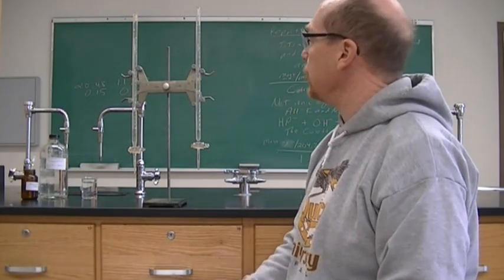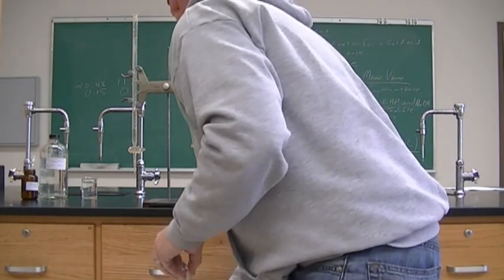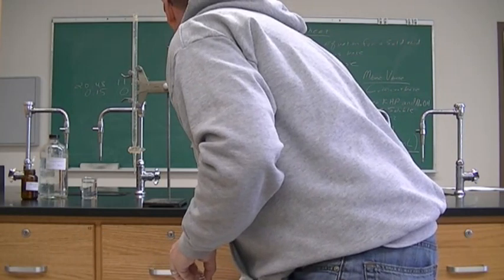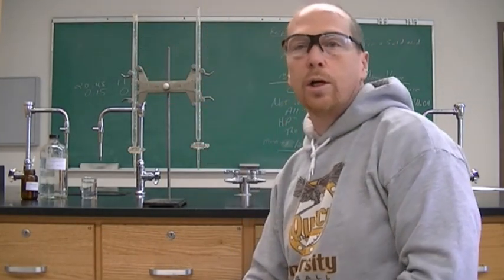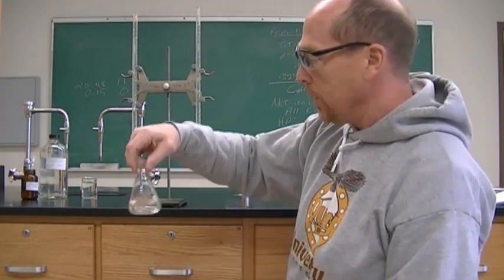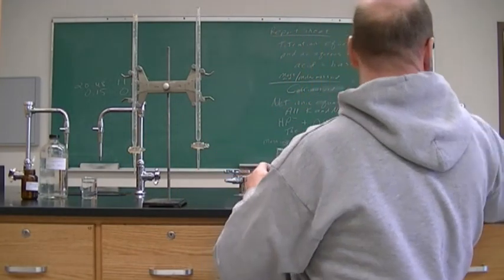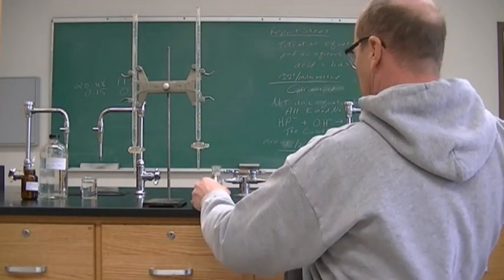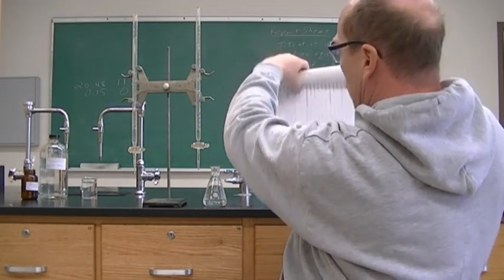Now we need our initial volume for the NaOH, and that is 0.31 milliliters. And so you have 0.31 milliliters for our initial volume of our NaOH. All right, so now we are ready to do the titration. Let's see if I can get a white background to see this color.